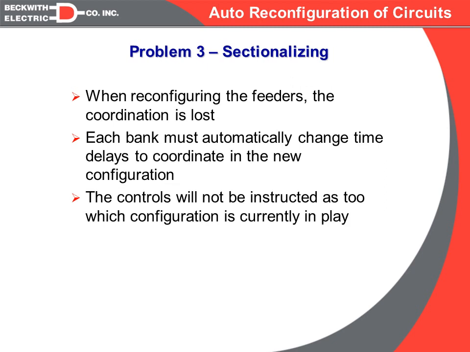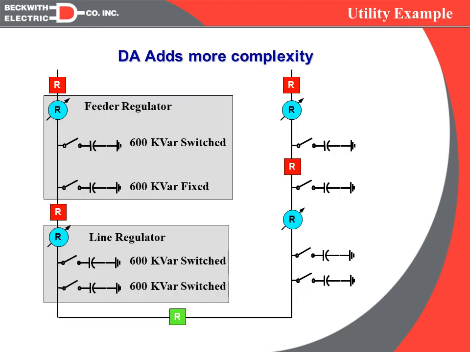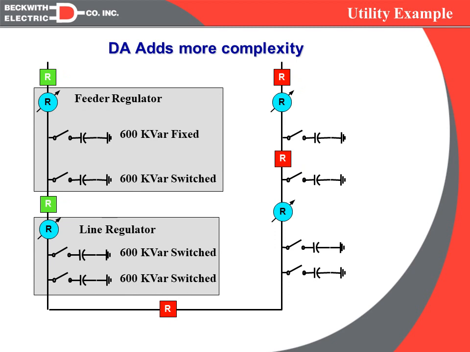Finally, our third problem was sectionalizing. And we'll review what we mentioned in part 2, and that is a typical feeder where these two capacitor banks are coordinated with this regulator, and this capacitor bank is coordinated with this regulator. So our time delays are set accordingly. But now if we normalize these at 600, but these were 1200, then we would be fine coordinating with our delta voltages in this direction.